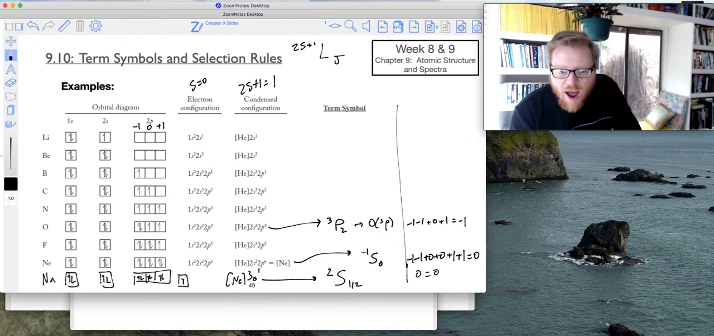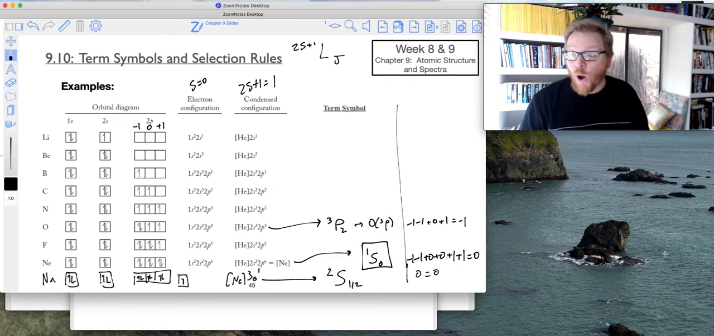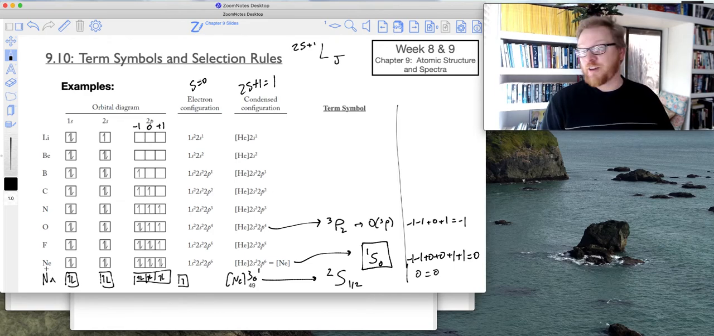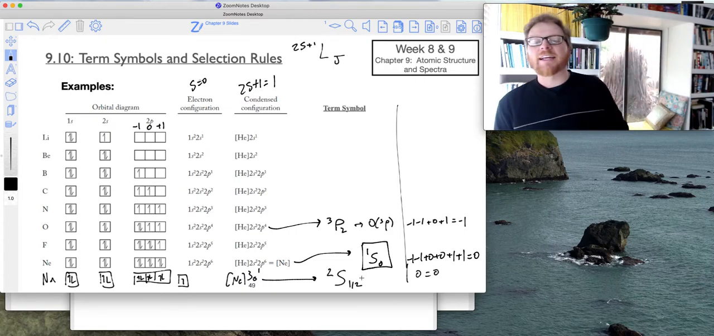And here we arrive at a very special term symbol. All closed shell species are 1S0. So for example, if I was looking at sodium plus, we recognize that sodium plus has the same electron configuration as neon. So of course, sodium plus would be a singlet S0 term. And so that's really important for us to recognize, okay?